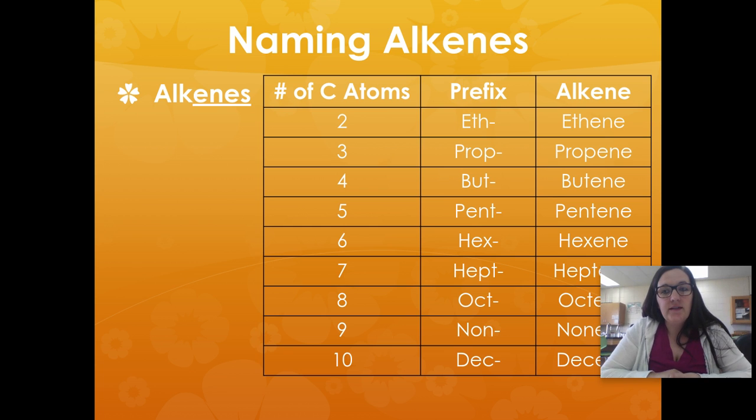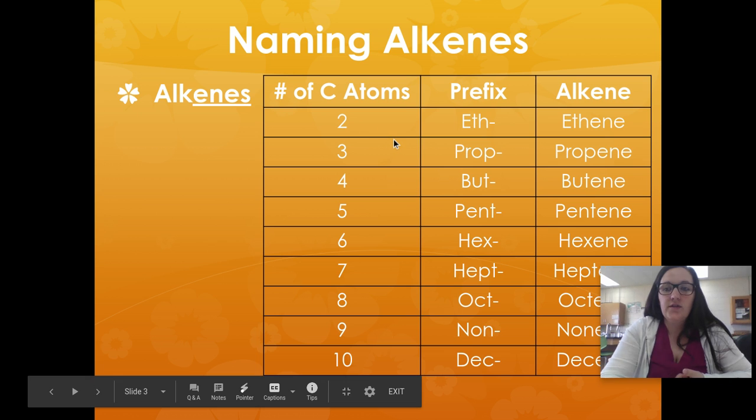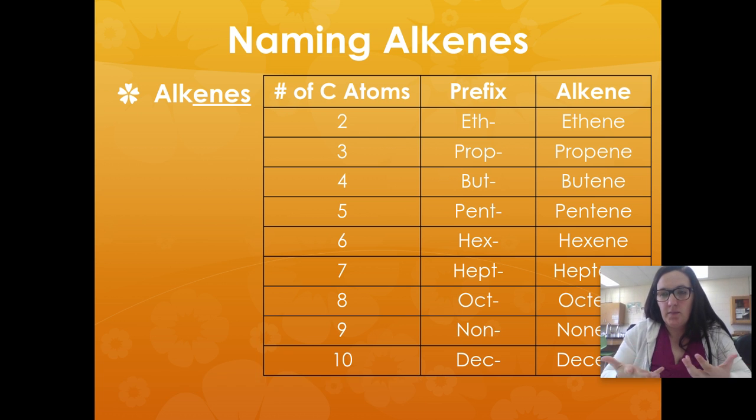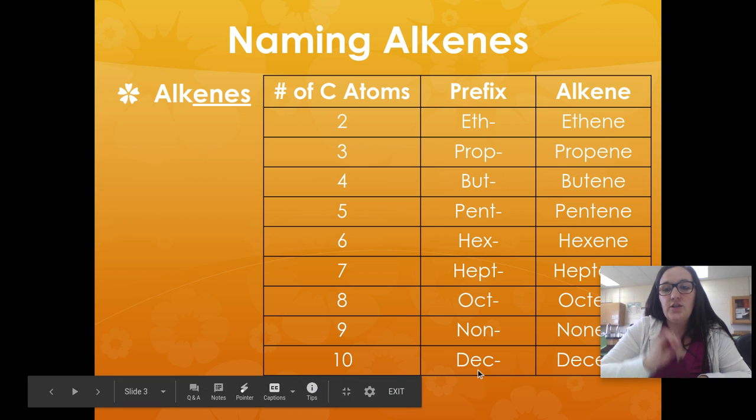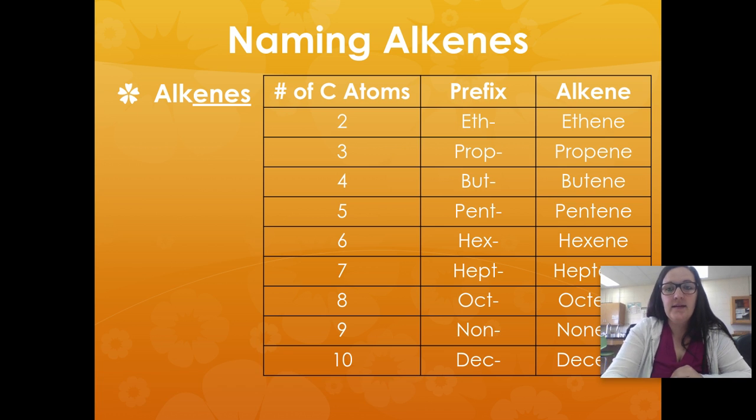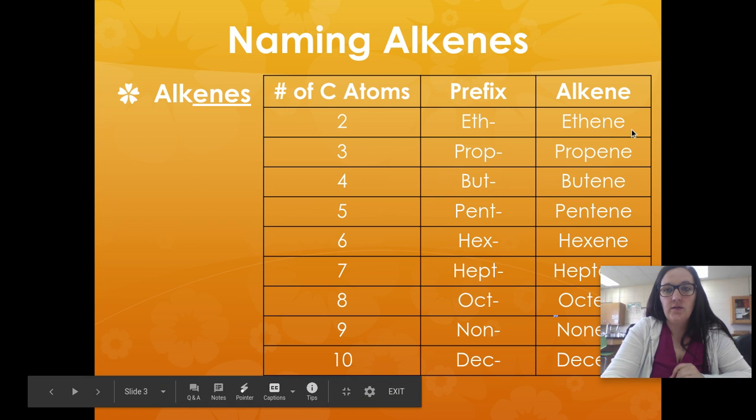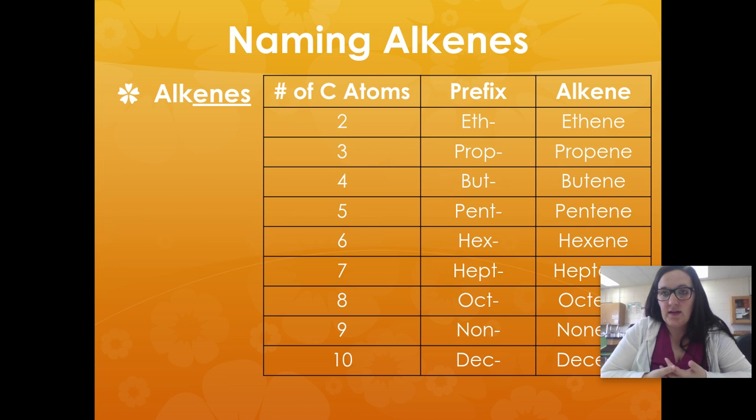Prefixes for alkenes are exactly the same as the ones that we've been using. Notice that there's no meth- anymore because you can't have a single carbon and a double bond between. It doesn't work that way. So this one's going to start with eth-, and all the prefixes are the same. The only thing that changes is the ending. So instead of the ending being ane, A-N-E, this one's going to be ene. So it's ethene, propene, butene, pentene, and so on. It gets the same ending on the end of their names.